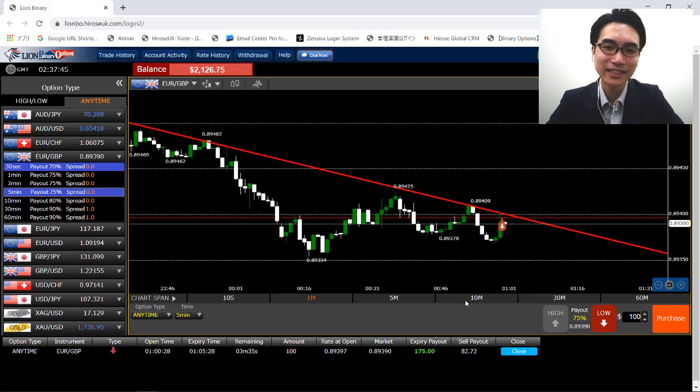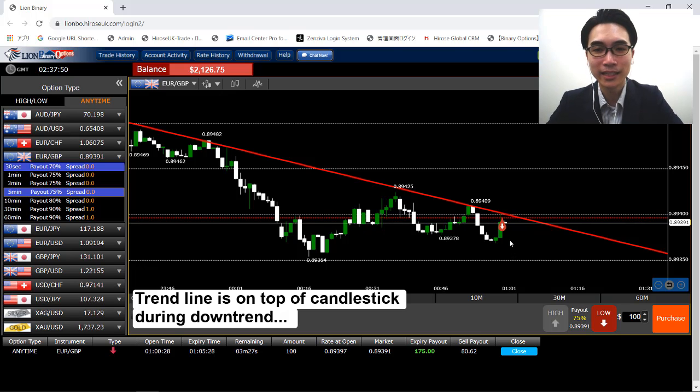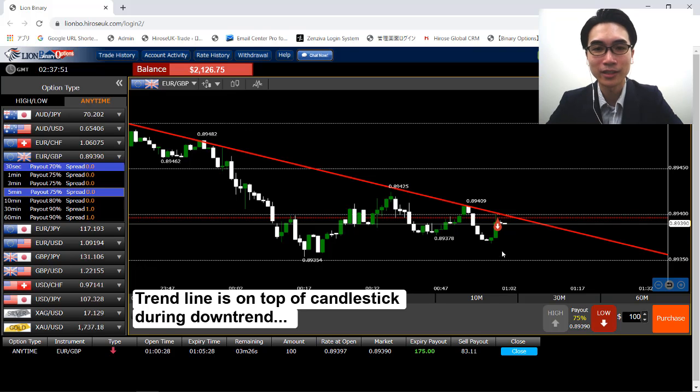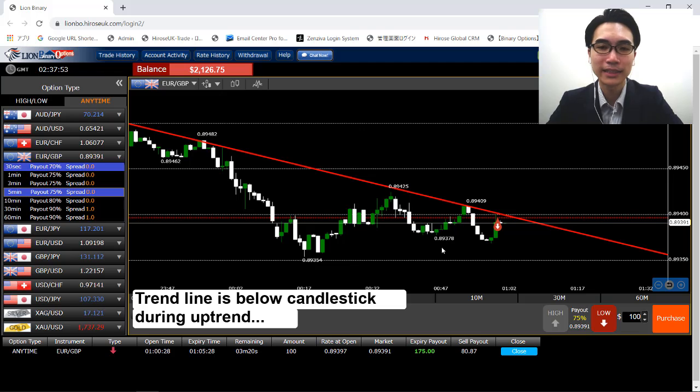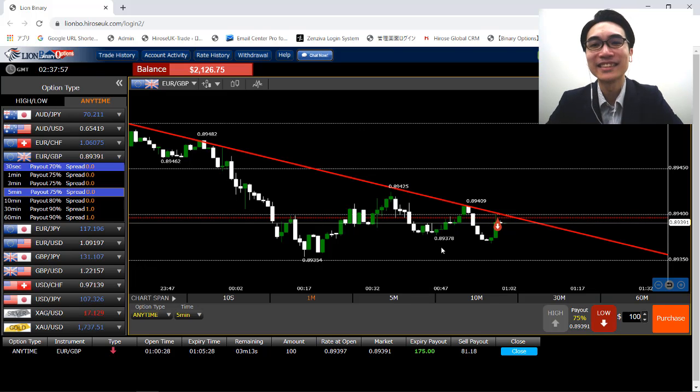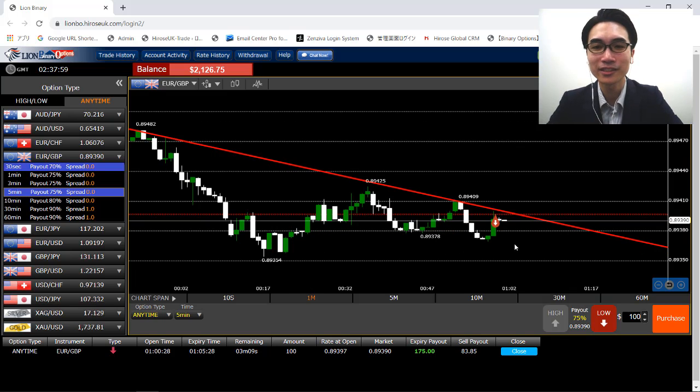Alright, I might just use this time to explain a bit more on the trend line. As I said, when the market is in a downtrend, the trend line will be on top of the candlestick. But when the price is in an uptrend, the trend line needs to be below the candlestick. That's how you distinguish the uptrend and downtrend.